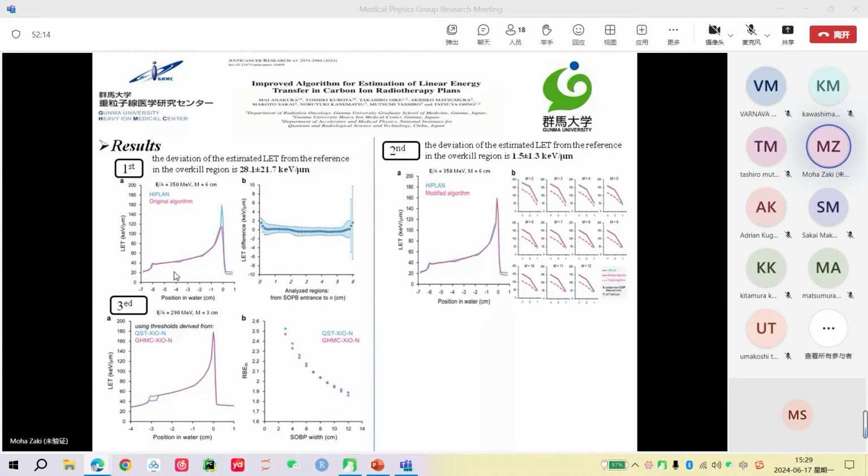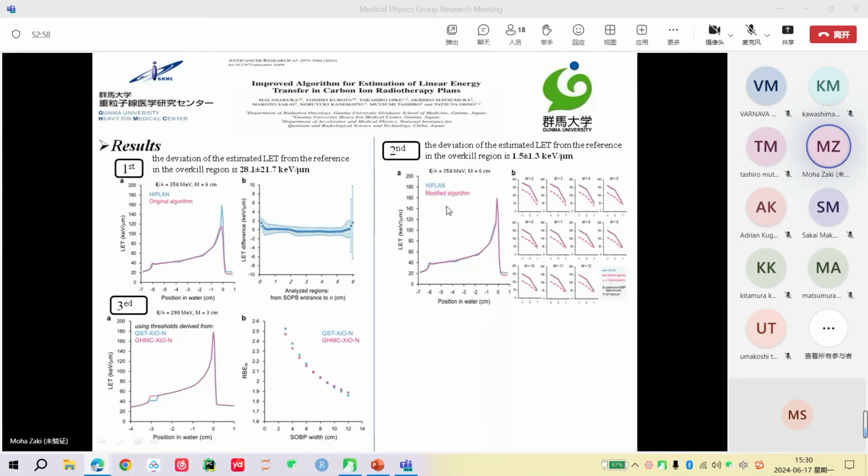For that, the modified algorithm used the same platform. The feasibility test revealed that the diffusion of the estimated LET from HiPlan was greater near the distal end of the spread-out Bragg peak than the original. This was recognized as the overkill effect, which makes linear approximation of the LET based on the RBE for this region very complicated. So to overcome this, a quadratic function was introduced to approximate the relationship between LET and RBE in HiPlan in the overkill region.